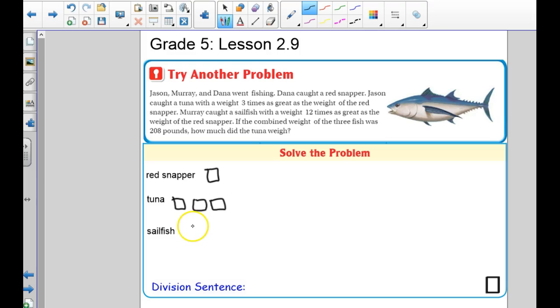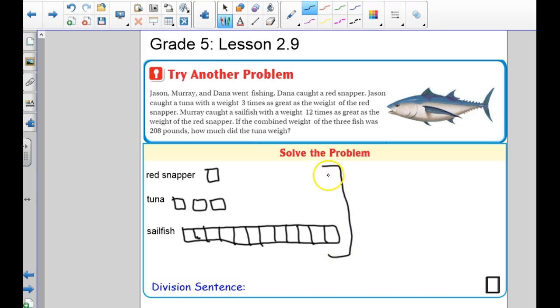And then the sailfish, Murray caught a sailfish with a weight of 12 times as great as the weight of the red snapper. So we have to draw 12, and I'm just going to go ahead and draw a long bar. Sometimes that makes it easier when you have to create a lot of boxes. We want to create 12 boxes. 1, 2, 3, 4, 5, 6, 7, 8, 9, 10, 11, and 12. It's not the most even and neat boxes that I've created here, but I'm still getting used to this pen. But we have 12 there.